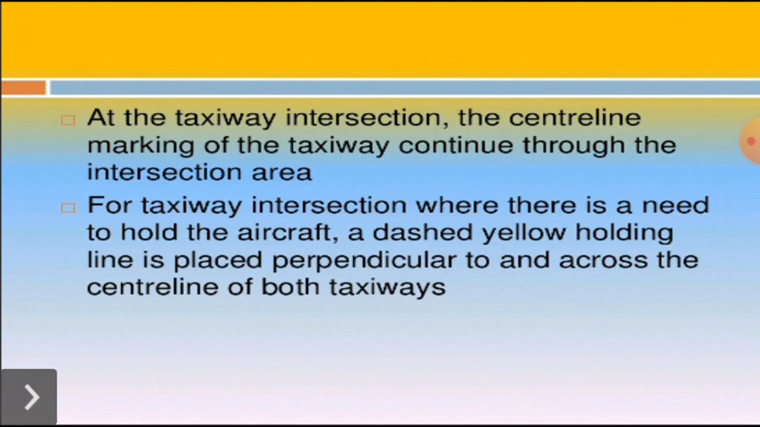At the taxiway intersection, the center line marking of the taxiway continues through the intersection area. For a taxiway intersection where there is a need to hold the aircraft, a dashed yellow holding line is placed perpendicular to and across the center line of both taxiways.